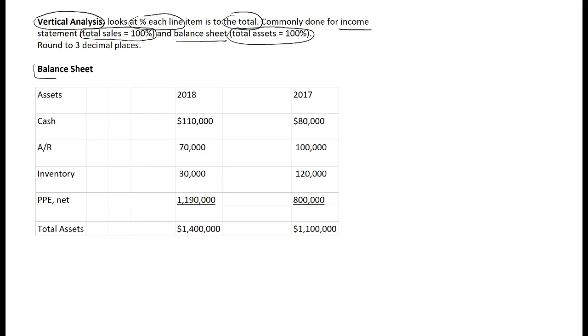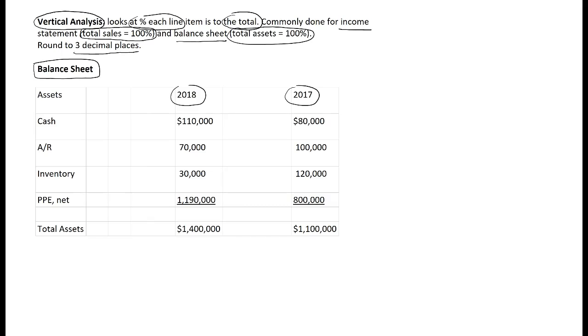What we have here is a balance sheet for the 2018 and also 2017 years. Now, the question wants you to prepare a vertical analysis of this balance sheet and to round your answers to 3 decimal places. So pause the video now, complete the vertical analysis for the balance sheet information that you have here, come up with a couple conclusions based on your vertical analysis, and then resume the video.